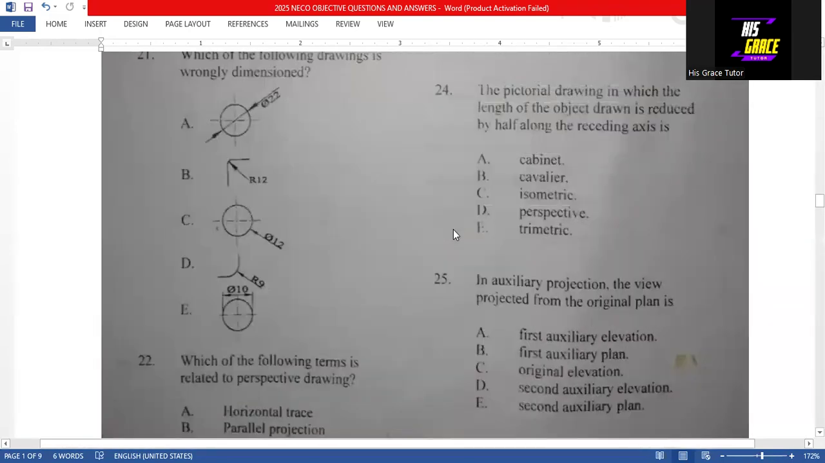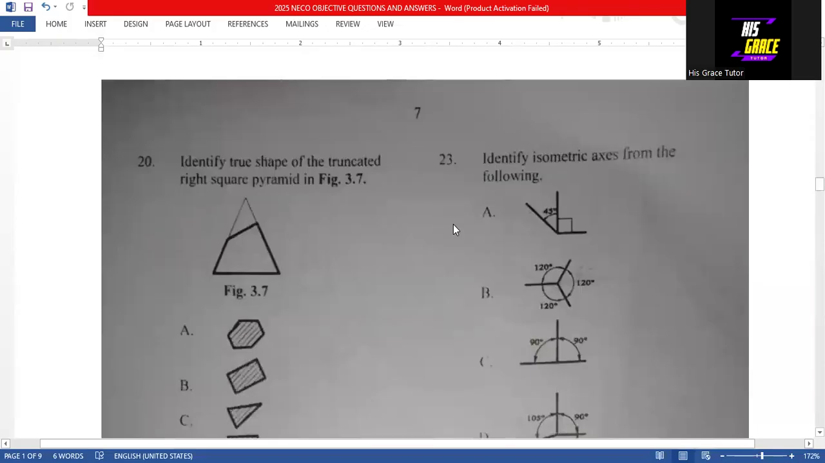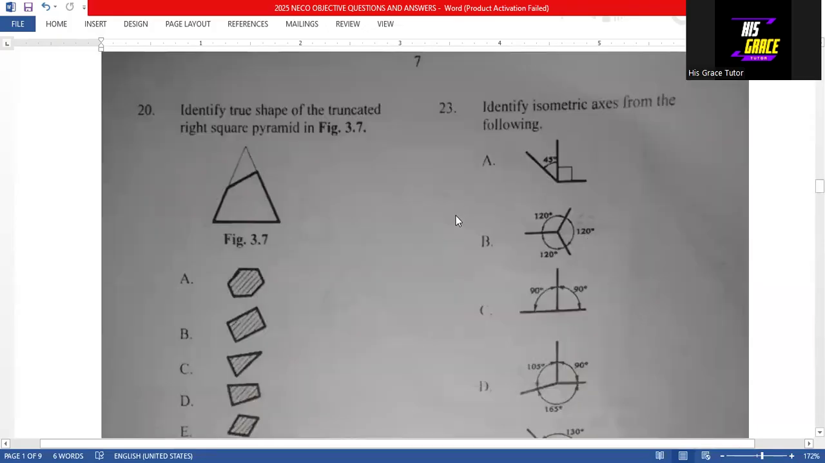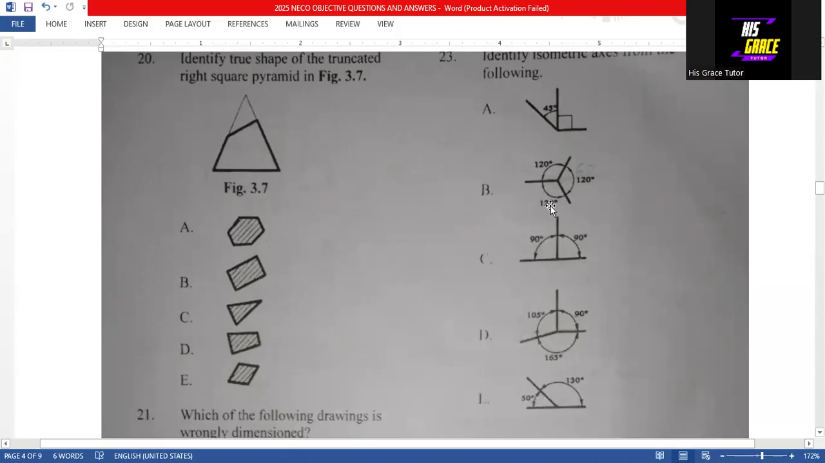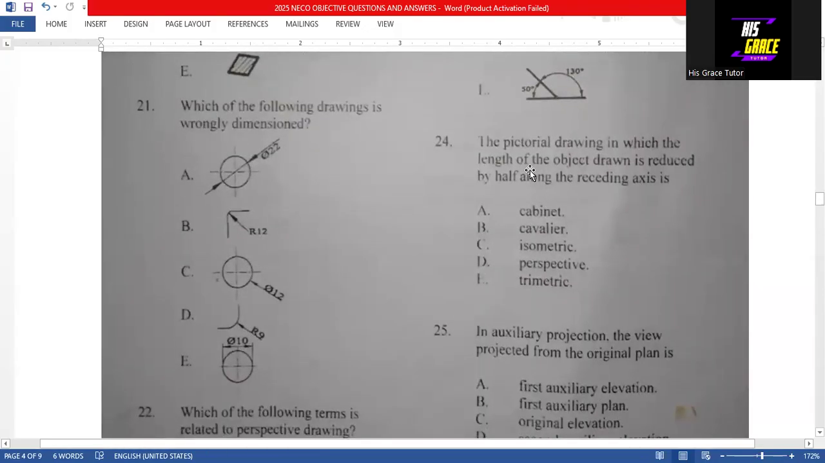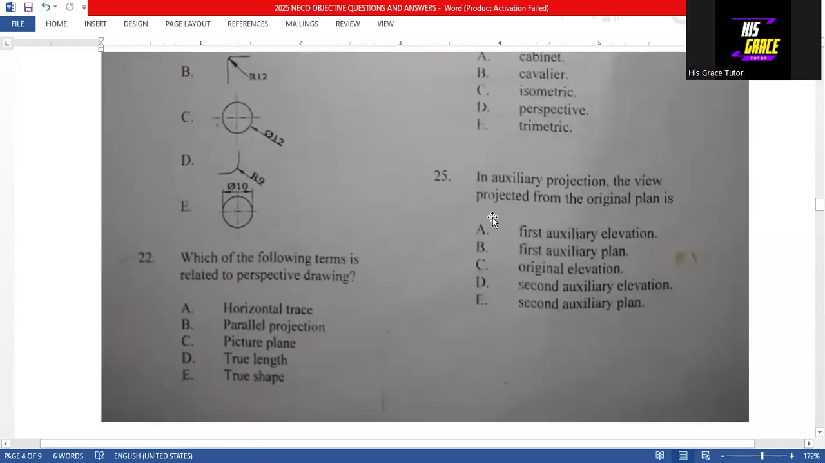Then going to question 23, which says identify the isometric axis from the following. So the answer to this question is option B. Then question 24. The pictorial drawing in which the length of the object drawn is reduced by half along the receding axis is cabinet projection. Option A is the answer to that question. Question 25.